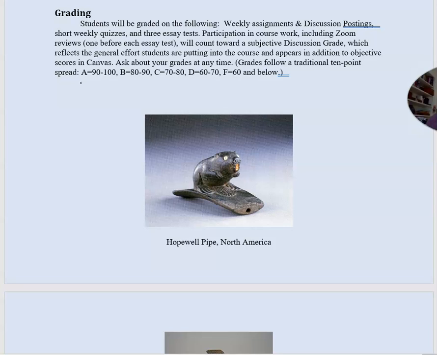At the bottom of the page, I have a work of art we will be seeing later. It's a Hopewell pipe. It comes from North America, and we will be focusing on the importance of smoking within Native American traditions and the way in which the smoke, for example, can be used as an offering or a connection with the divine.